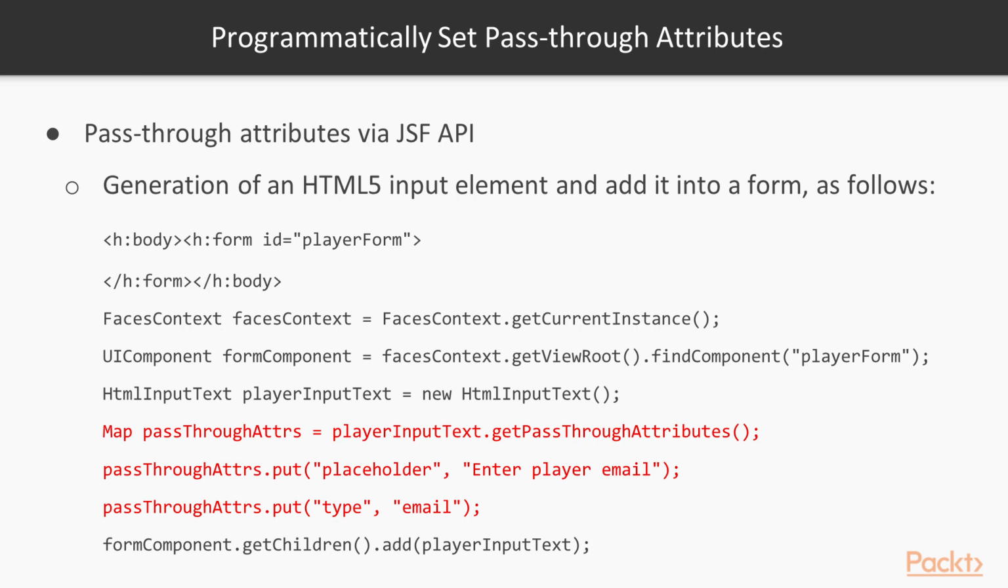Now let's focus on the last aspect presented in this video. This aspect is about the fact that pass-through attributes can be added programmatically. For example, we can generate an HTML5 input element and add it into a form as follows. This example is wrapped in a Java Server Faces application that is bundled with this video course.